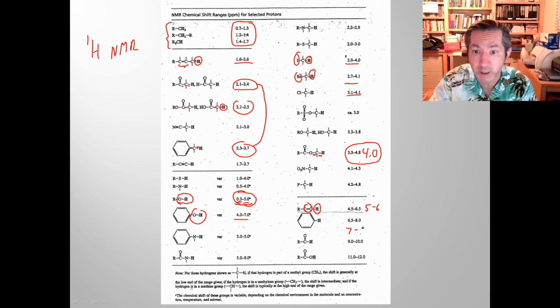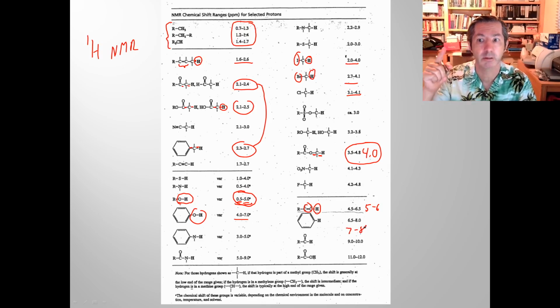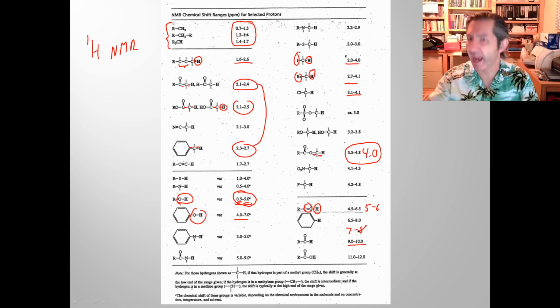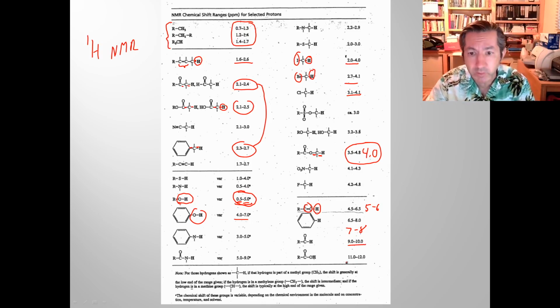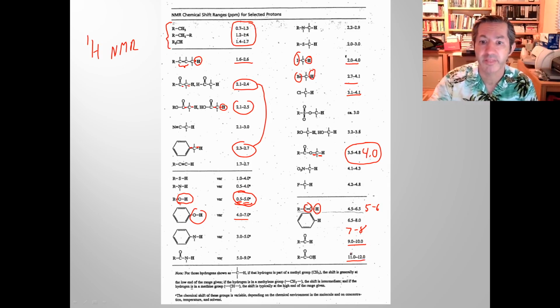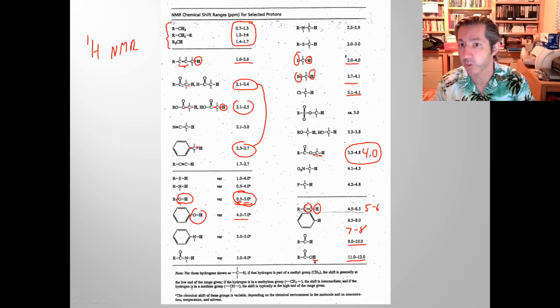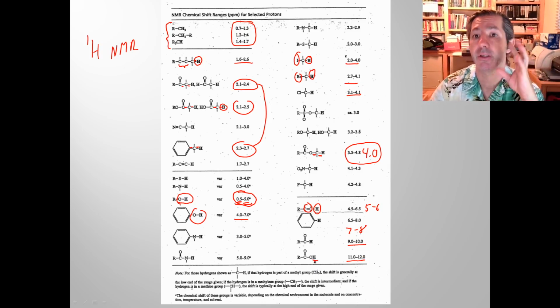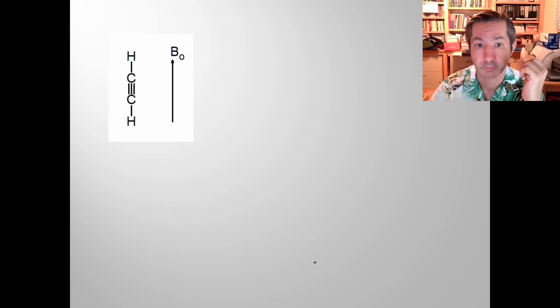Another really important one, 7 to 8. If something shows up between 7 and 8 parts per million, 99% of the time you can say benzene ring. That takes care of 6 of your carbons. Between 9 and 10, aldehydes usually show up there, but not much else. And the most downfield thing we tend to see is a carboxylic acid proton. That shows up around 11 to 12. And so we actually get a little bit of information from our chemical shift.